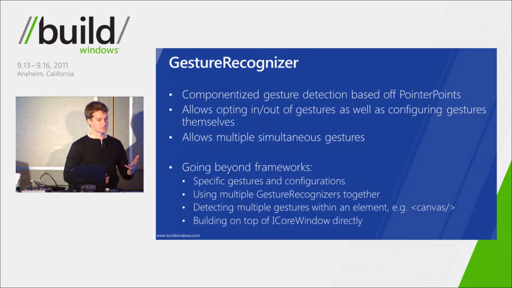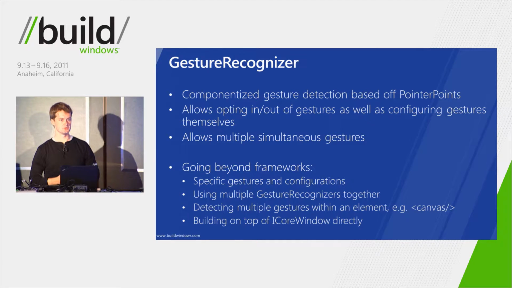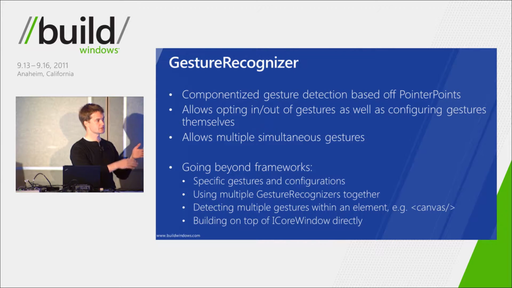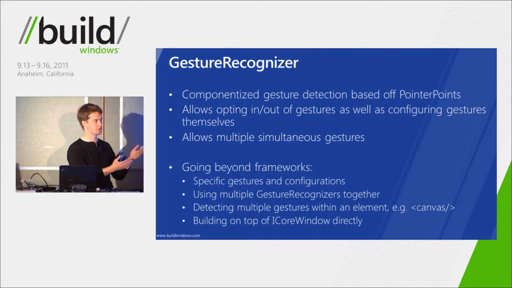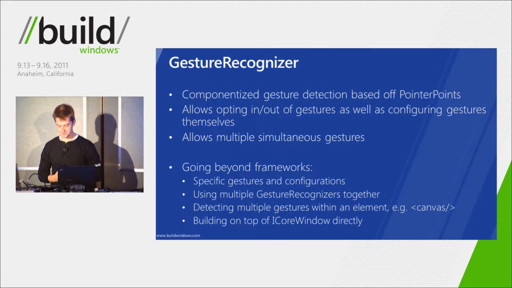Gesture Recognizer lets you configure which gestures you're interested in. There's a simple property that you can set the set of gestures you want. And you can also specify some properties for certain gestures. For example, manipulations let you do things like only do manipulations along the x-axis. You can do manipulations along the y-axis or both. You can turn on rails. So some of the gestures have configuration themselves.